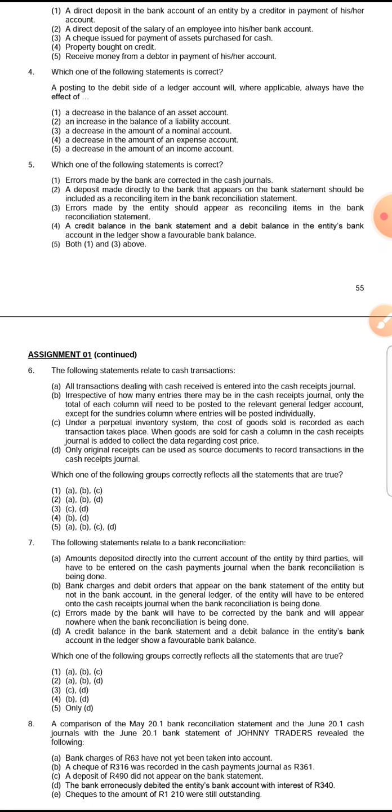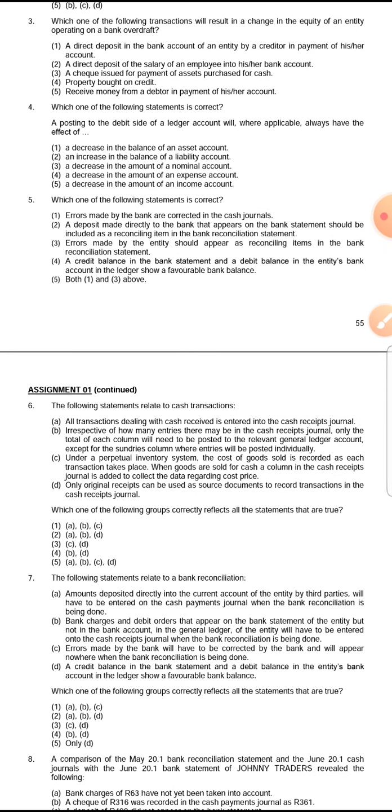I can illustrate this by saying we all know that, from the perspective of the business, our bank balance increases on the debit side. From the perspective of the bank, the bank is owing us money. Remember, we put money in the bank, so the bank is owing us money. So they will treat us as their creditor, which will increase on the credit side.